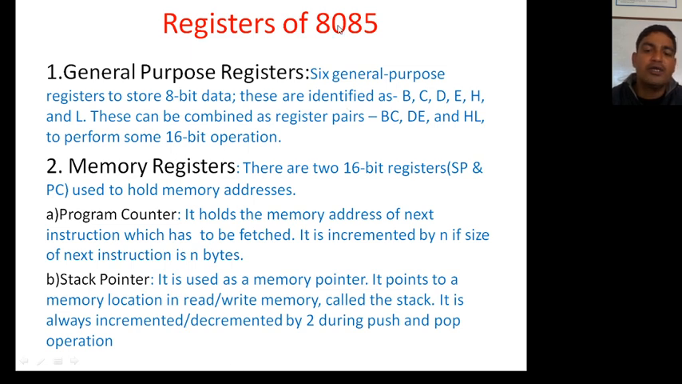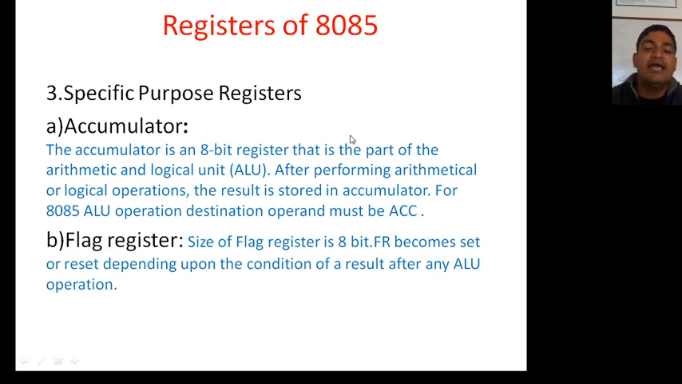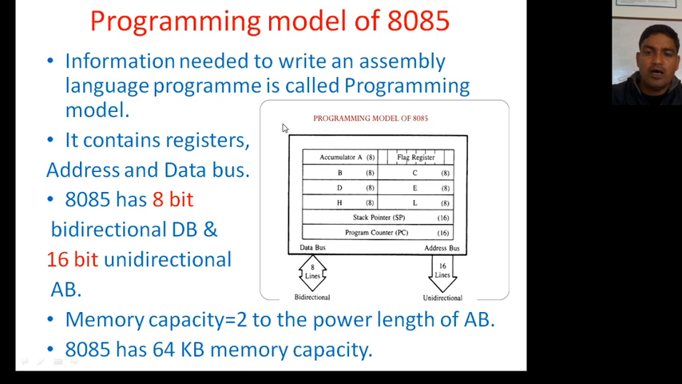These 2 are memory registers. These 2 will hold the memory address. Next one is specific purpose register. As the name indicates, they are not general purpose registers. They have some specific function. First one is accumulator. Okay, these 2 are specific purpose registers, accumulator A and flag register. The size of the accumulator is 8-bit. Again, the size of the flag register is 8-bit.